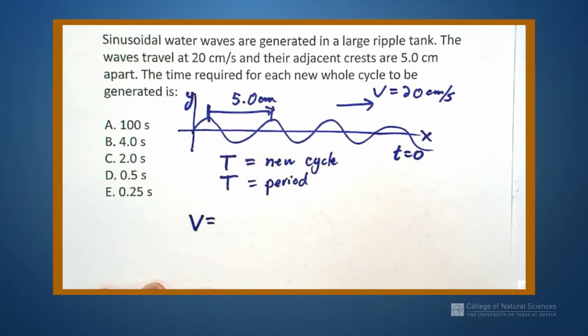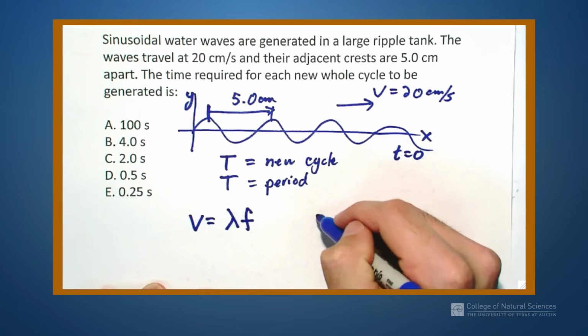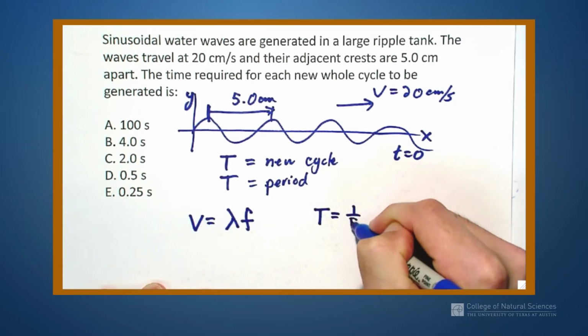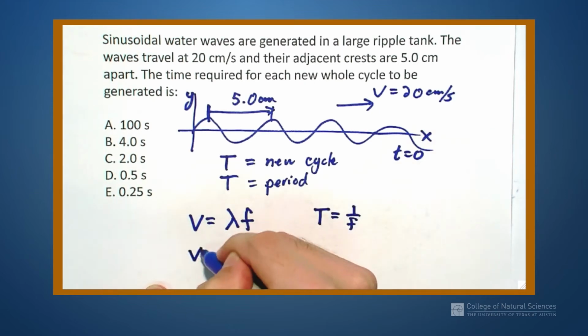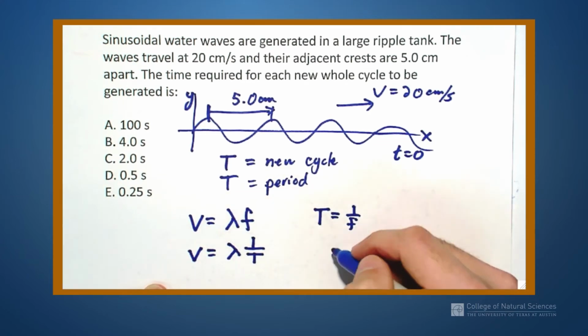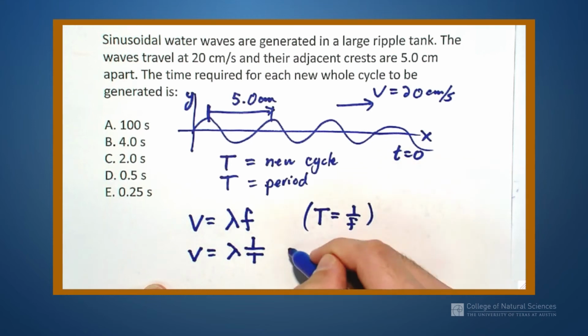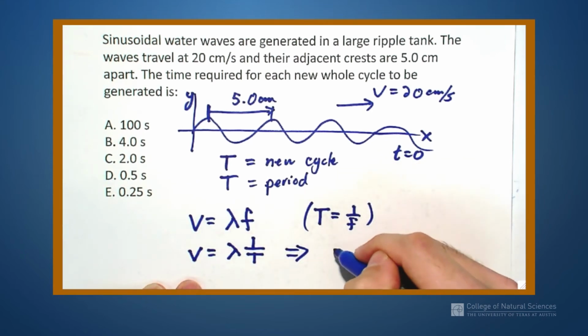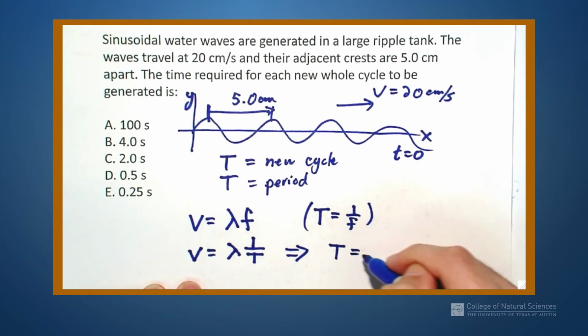Well, I know that the velocity of a wave is equal to the wavelength of the wave times the frequency of the wave. I have the velocity, I have the wavelength. I don't want the frequency, I want the period. But I also know that the period is equal to 1 over the frequency, which means that the velocity of the wave is equal to lambda times 1 over the period. This can be rewritten as the period of the wave is equal to the wavelength divided by the velocity.